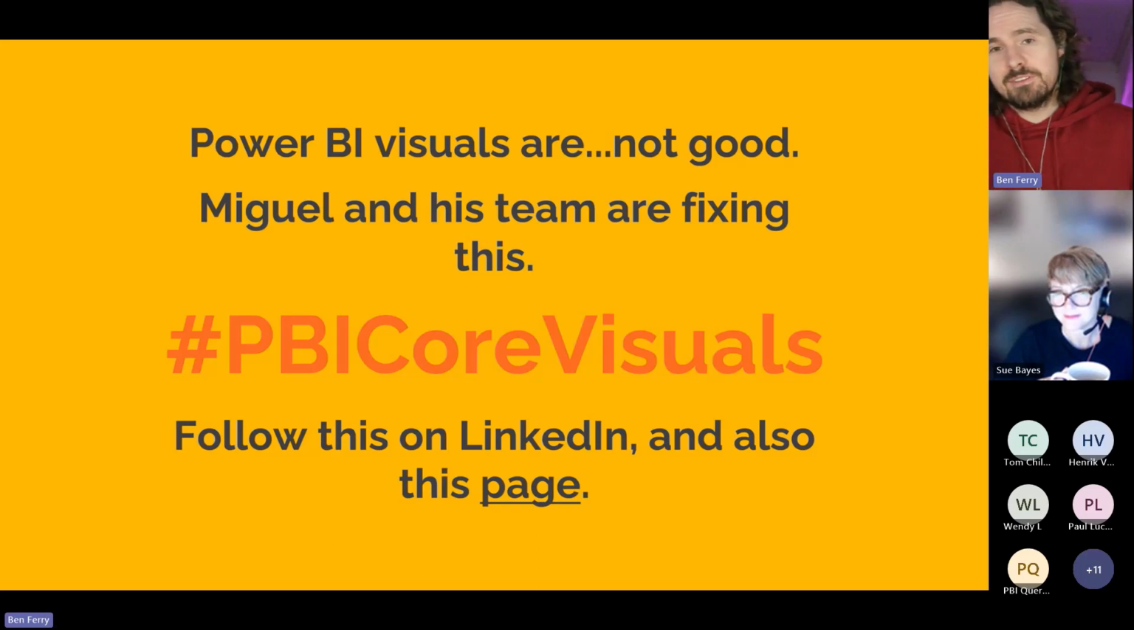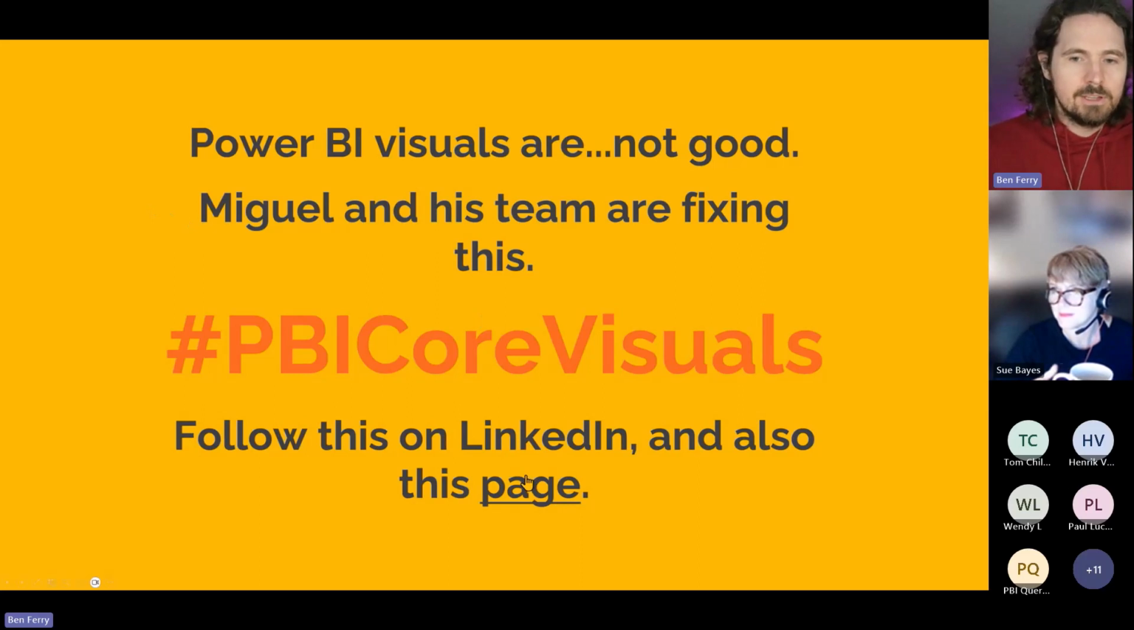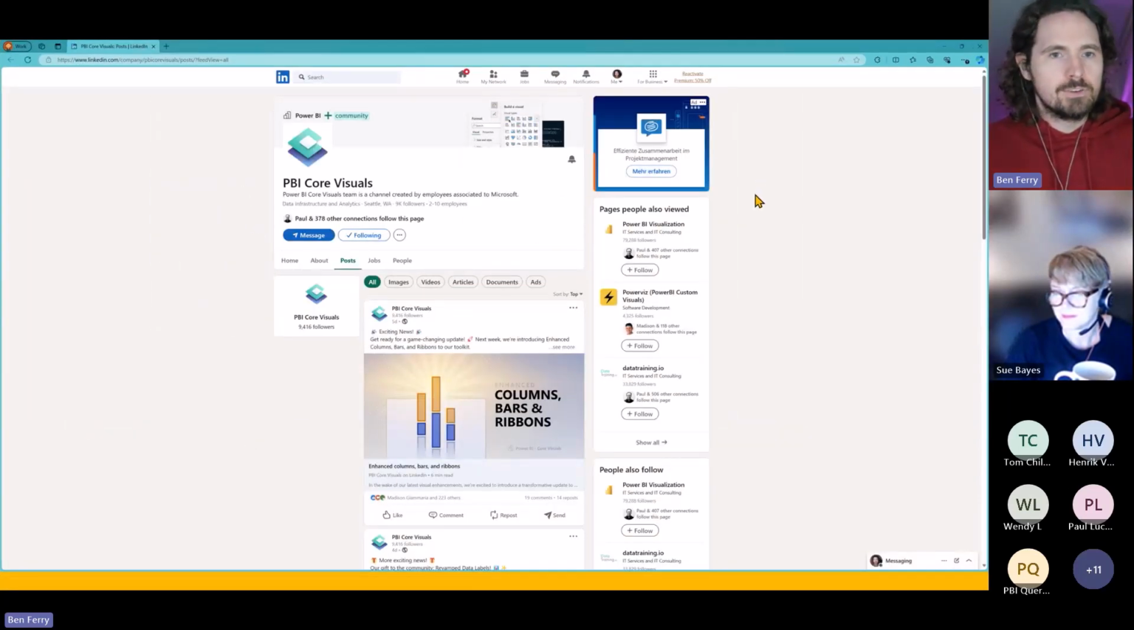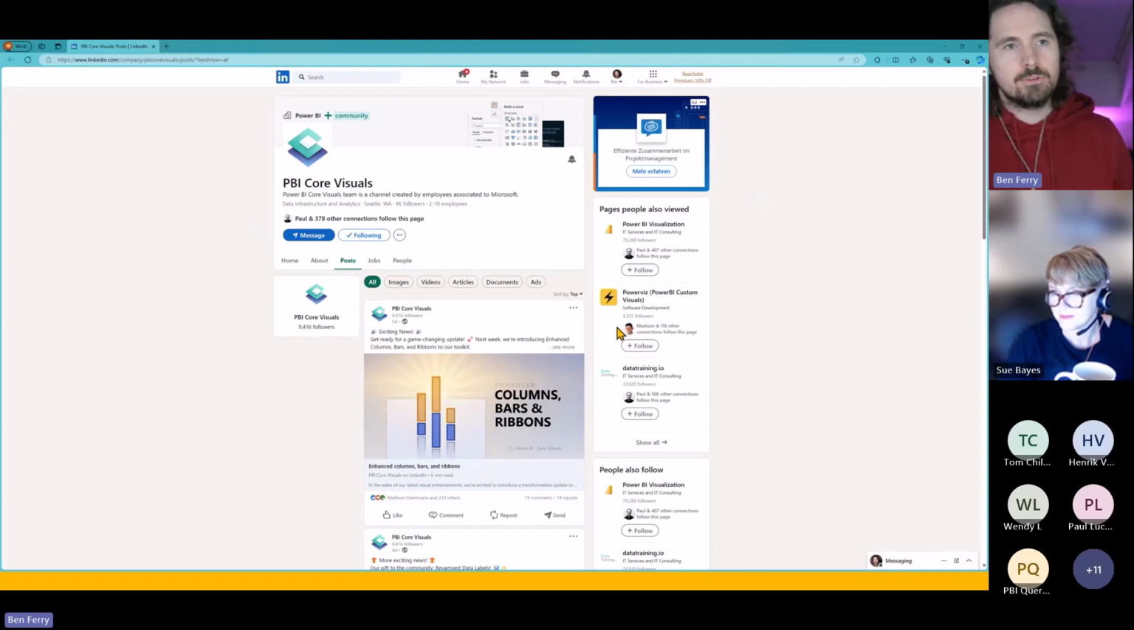And this is one of the reasons Miguel and his team are trying to fix this. They are fixing this. It's a long process. They use this hashtag Power BI core visuals, which you can follow on LinkedIn, or whatever social media, but I think probably LinkedIn is better for this sort of thing. Or you can also go to this page, which should open when I click on it, and skip verification. This is the LinkedIn Power BI core visual page, which is very helpful to follow.